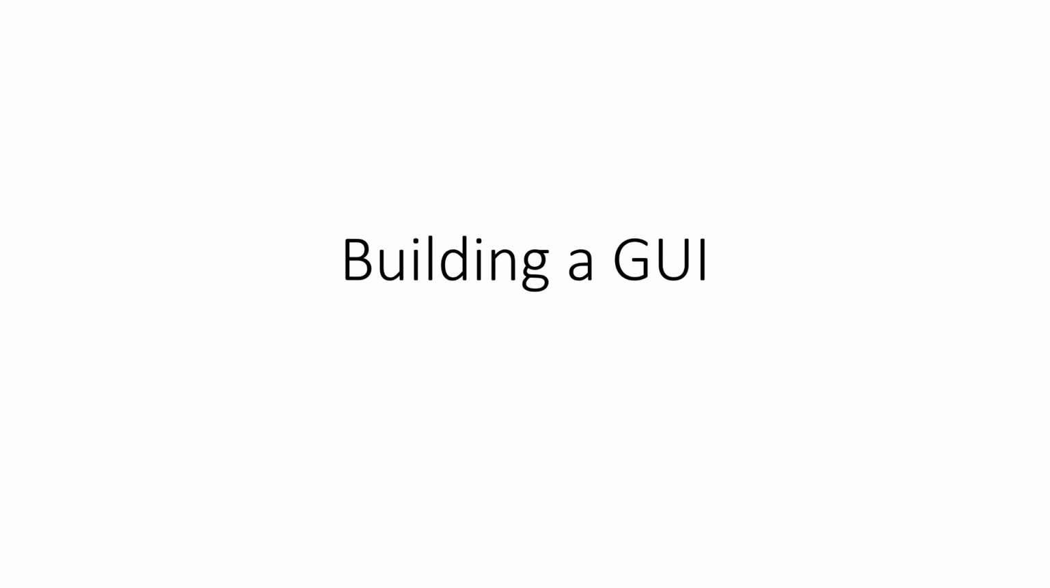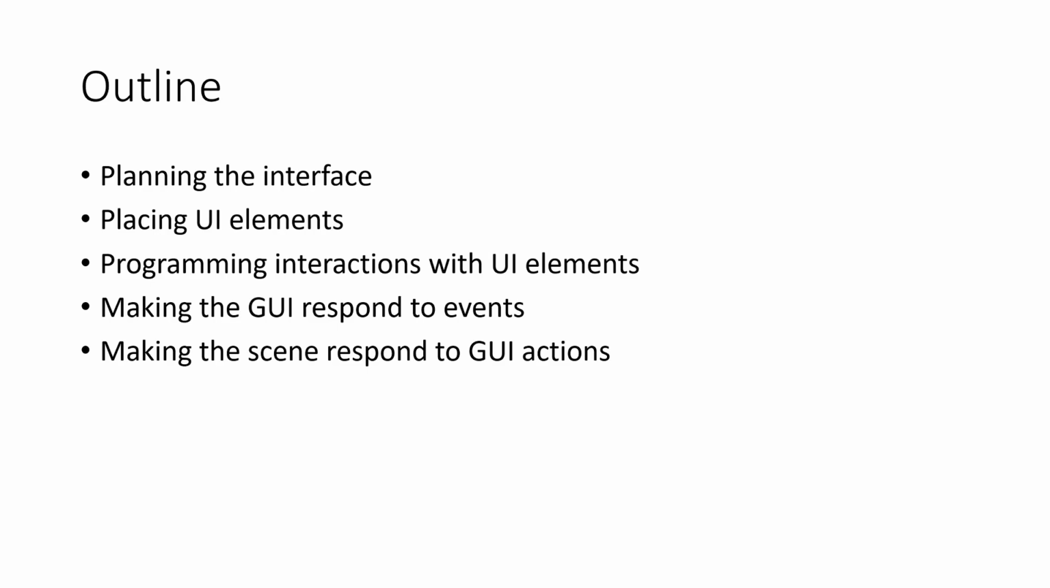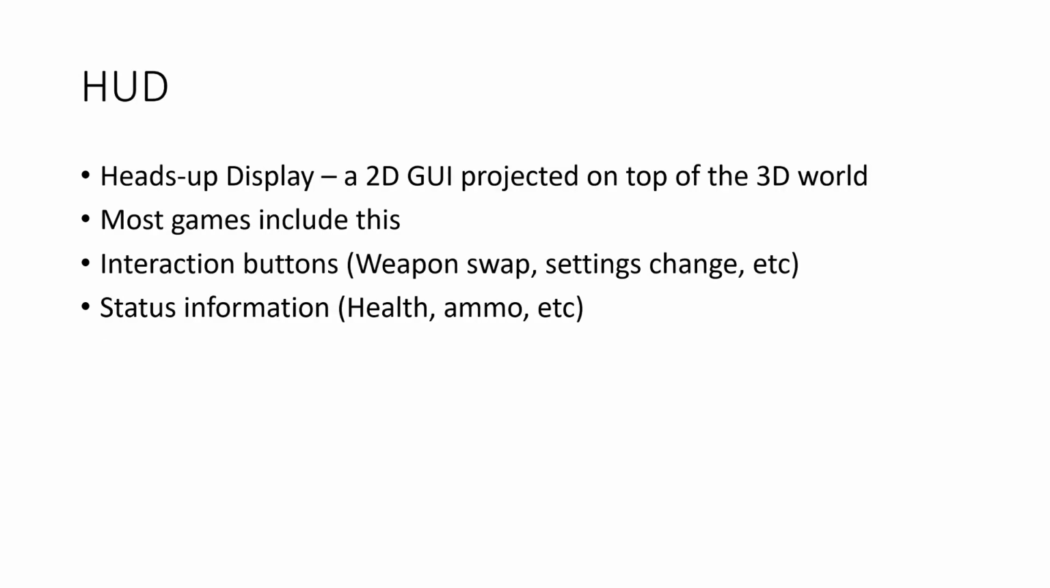You do need to know how to do GUIs fairly soon because this is probably something that you're definitely going to have for your game. So we're going to talk about how to build GUIs in Unity, which is actually not too bad. The basic outline of what we're going to talk about over the series of videos on GUIs is planning the interface, placing the UI elements, programming interactions with UI elements, making the GUI responsive to events, and making the scene respond to GUI actions.